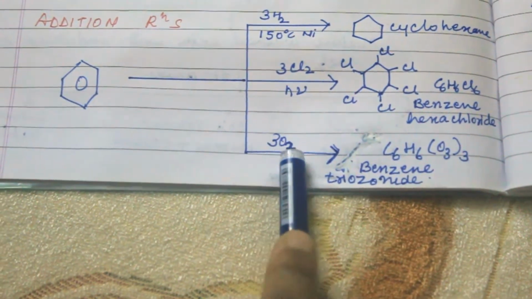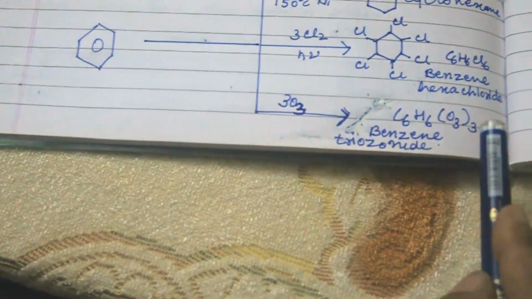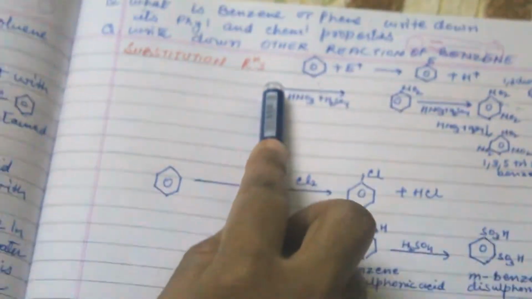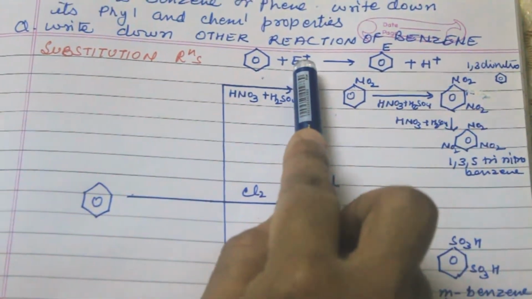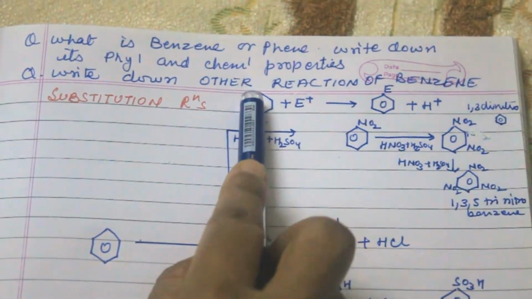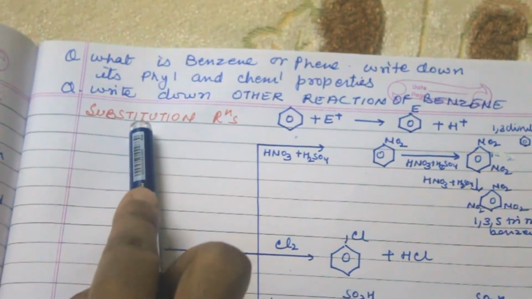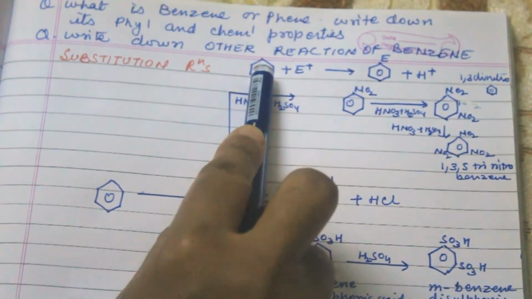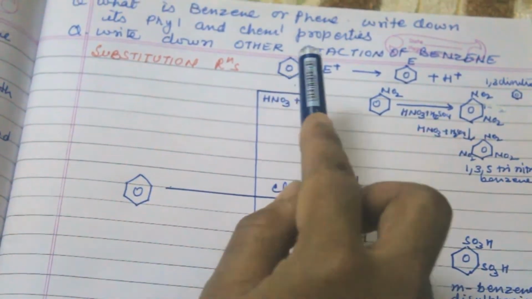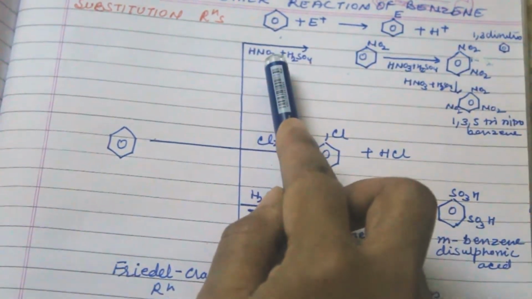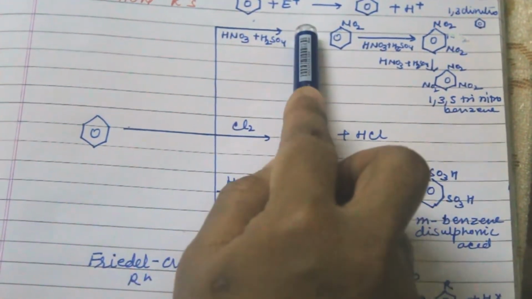When benzene reacts with ozone, it forms benzene triozonide. Now substitution reaction, this is electrophilic. An electrophile itself is positive but it loves negative charge. So it gets attached to benzene and removes an H ion. This type of reaction is known as substitution reaction, when an electrophile attacks the benzene ring and removes an H ion. When benzene reacts with HNO3, nitric acid, this is the nitration process.